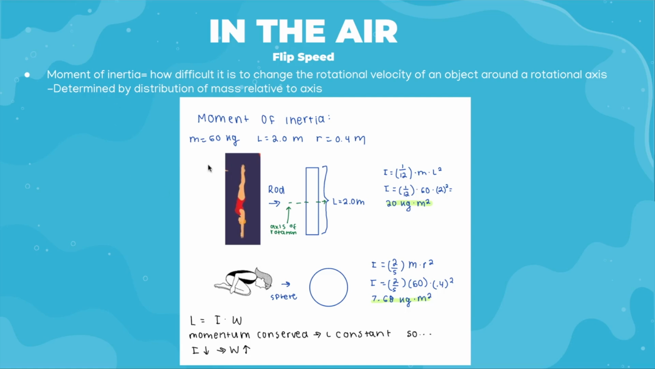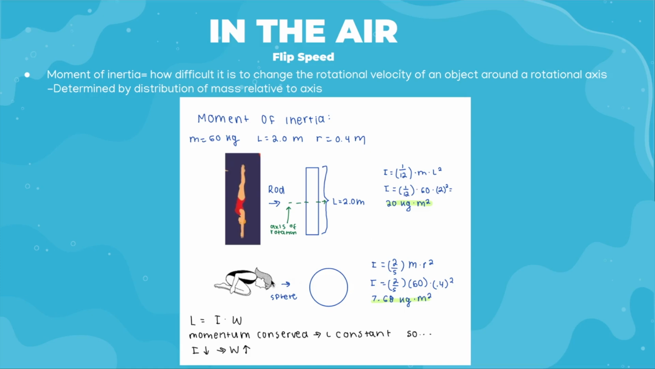So say we have this diver who is 60 kilograms. They have a length of 2 meters when extended, and when they're squeezing, they have a radius as a ball of 0.4 meters. We can calculate the moment of inertia of this straight diver by treating them as a rod and using the formula 1/12 mass times length squared, which is 20 kilograms times meter squared. So if the diver wanted to increase their moment of inertia more, they would just extend as much as possible and increase that length component.